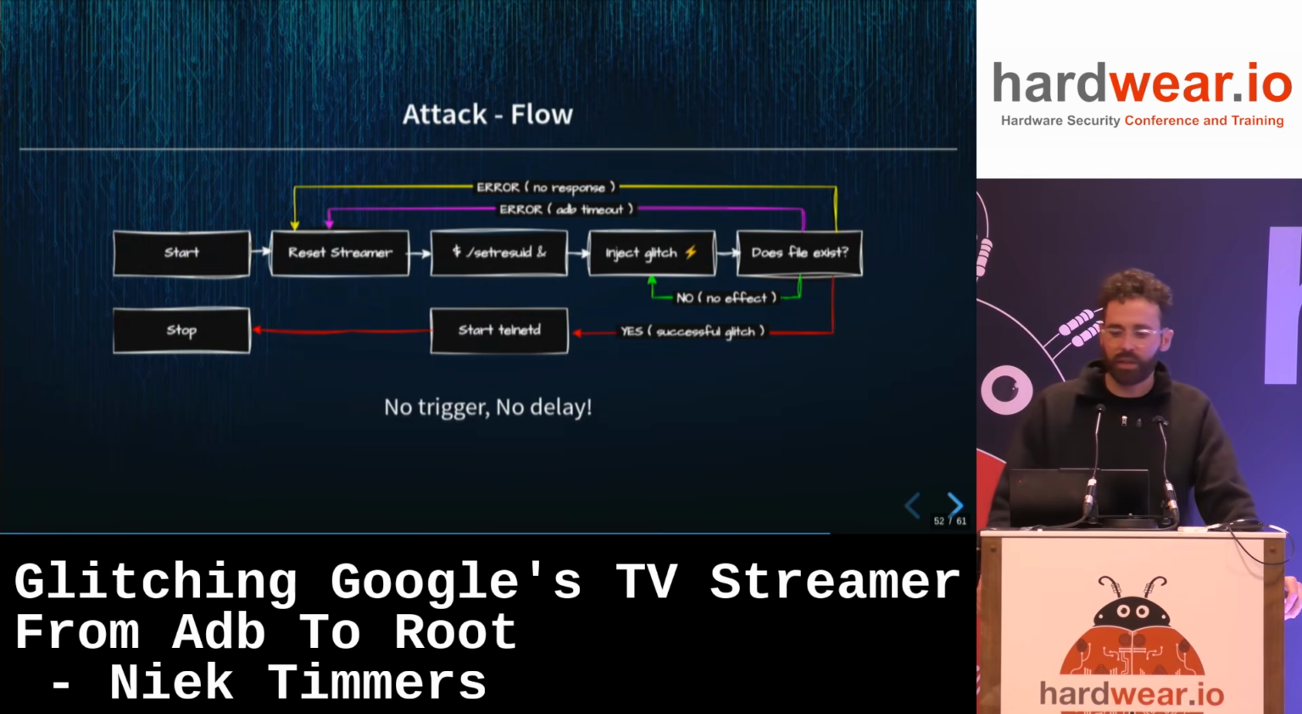We reset the streamer, we start the process in the background, we inject the glitch. Again, no trigger, no delay, just glitching until we see something happening. If we get errors, we reset the streamer. If we do not see any effect, we keep glitching. But if we see a successful glitch, the process will simply start telnetd and it will stop. And also our glitching will stop, because if we would continue glitching, we would break our root shell, right? At that point, we want to connect.